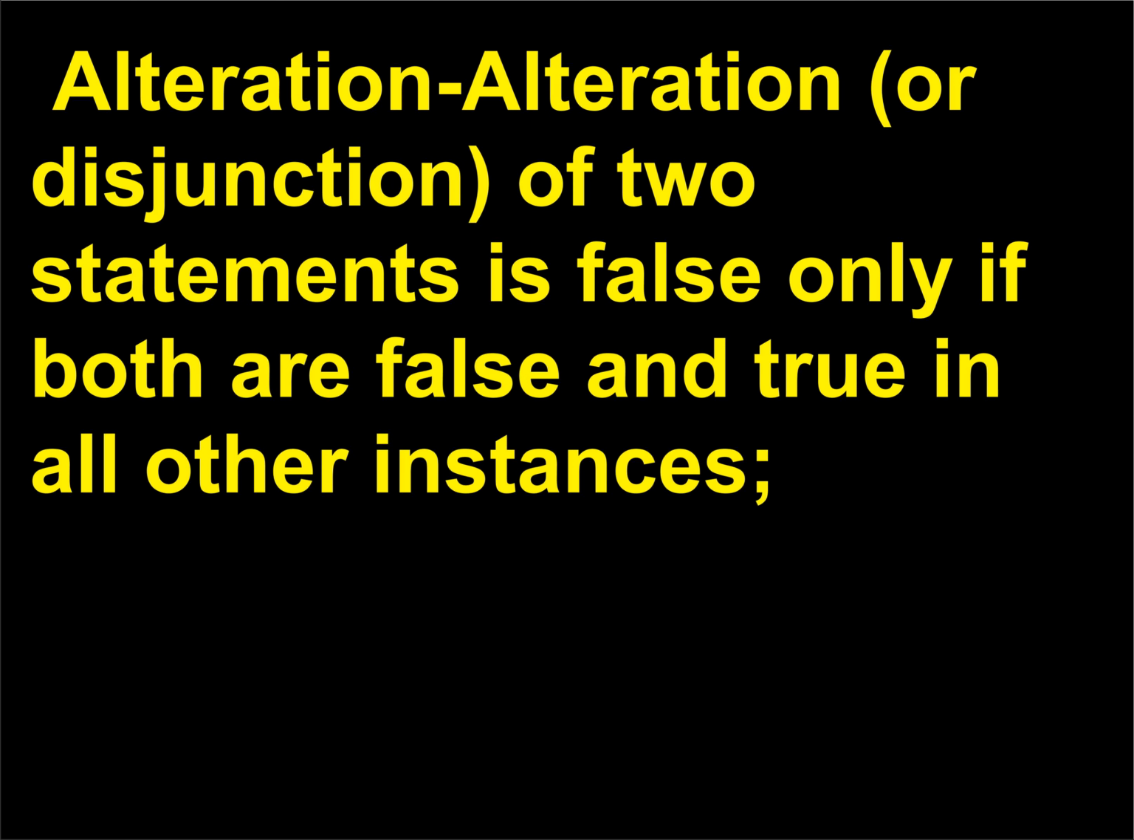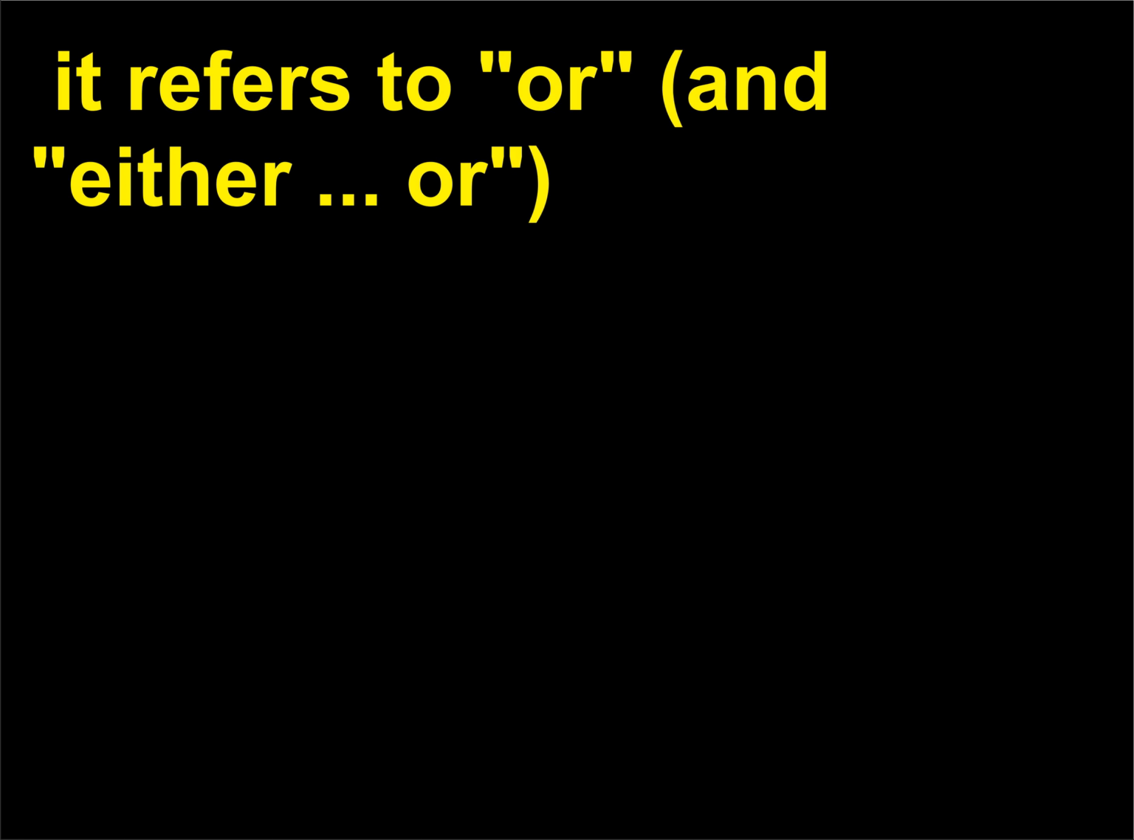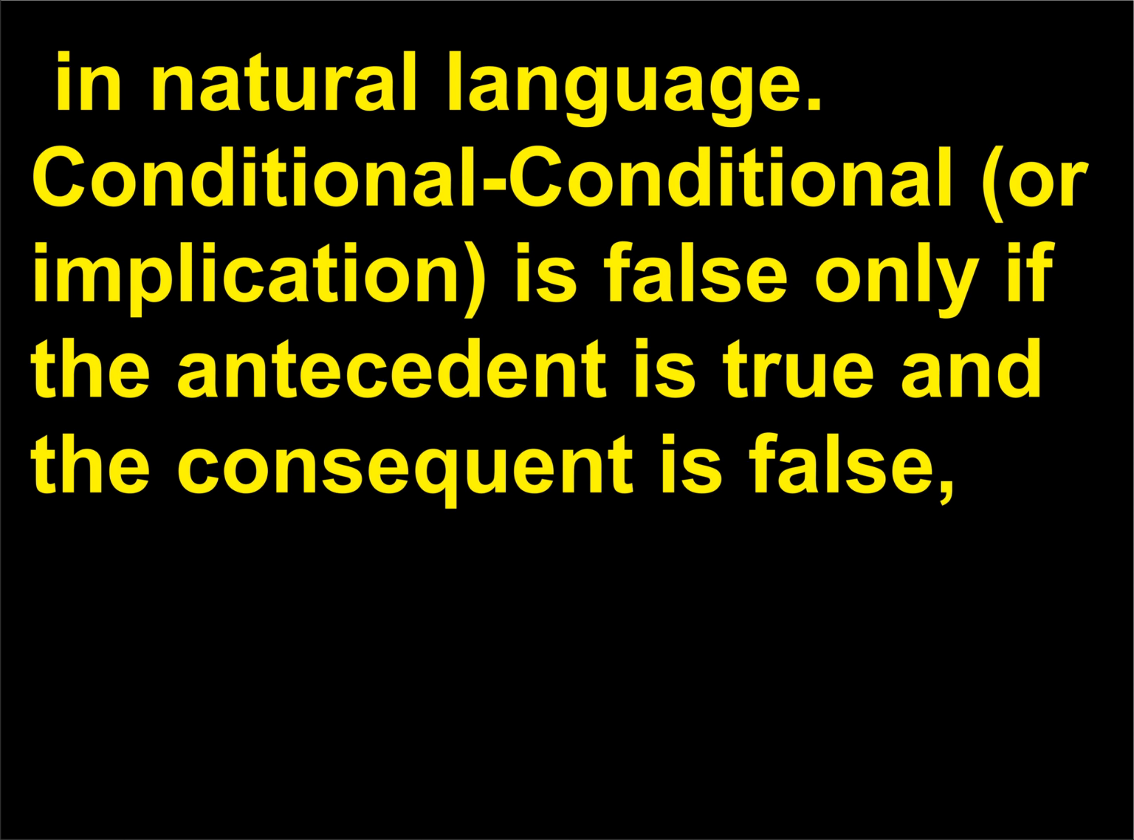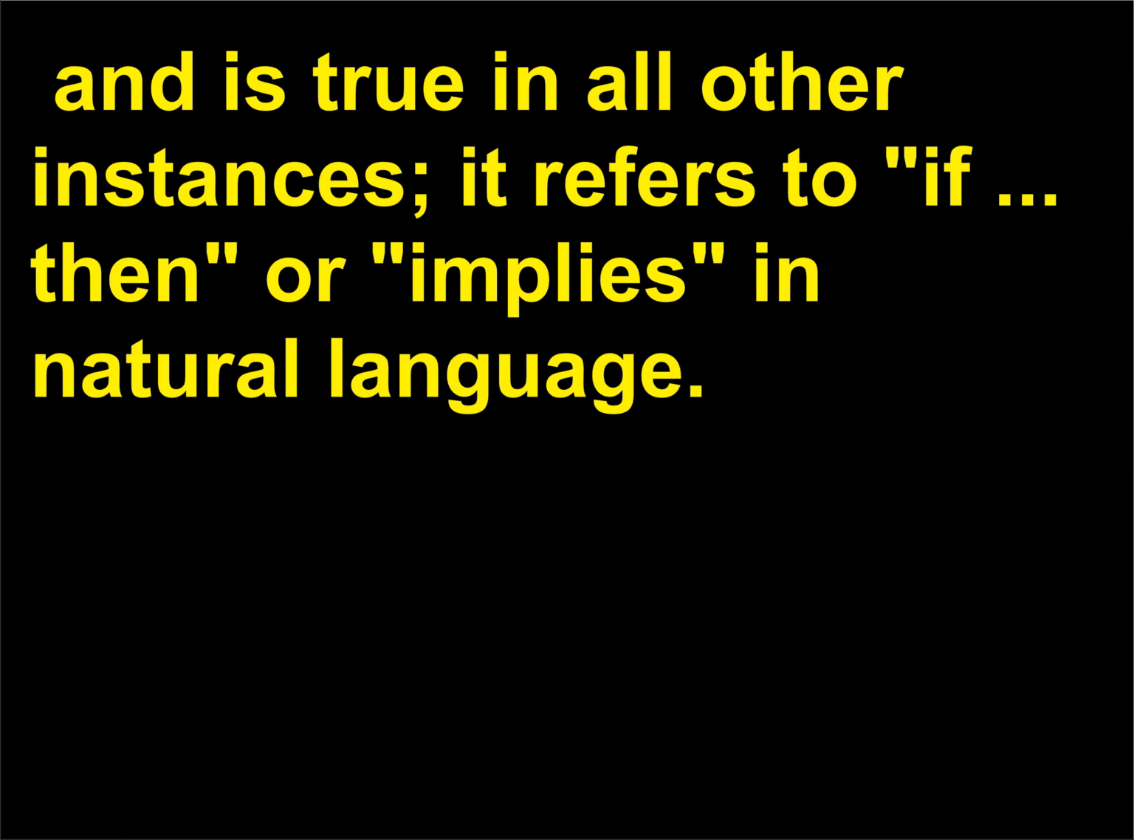Alternation. Alternation, or disjunction, of two statements is false only if both are false and true in all other instances. It refers to "or" and "either, or" in natural language. Conditional. Conditional, or implication, is false only if the antecedent is true and the consequent is false, and is true in all other instances. It refers to "if, then" or "implies" in natural language.